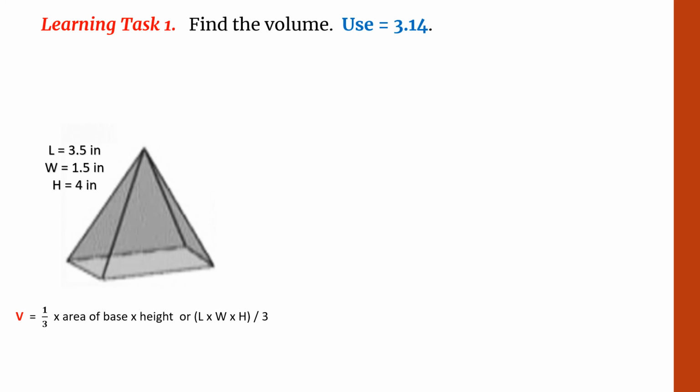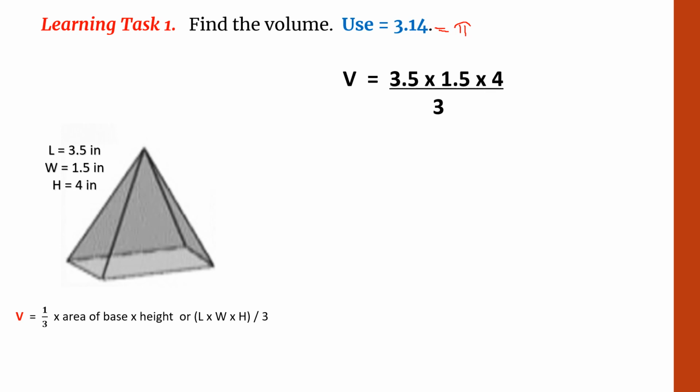Our next figure is a rectangular pyramid. Again, for pi, we'll be using 3.14. So, laging nalilimutan natin dito. Okay? Pi equal to 3.14. And then the given length is 3.5 inches, width is 1.5 inches, and h, or height, is 4 inches. Since this is a pyramid, we'll be using this volume formula as 1/3 times the area of the base times the height, or simply length times width times height all over 3.